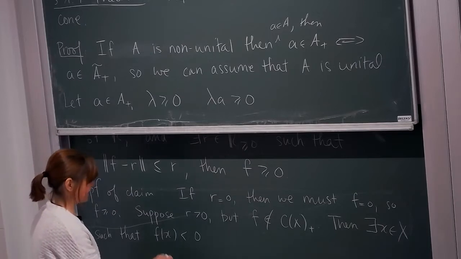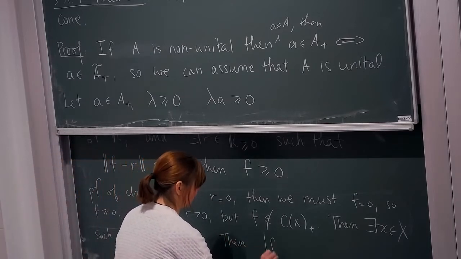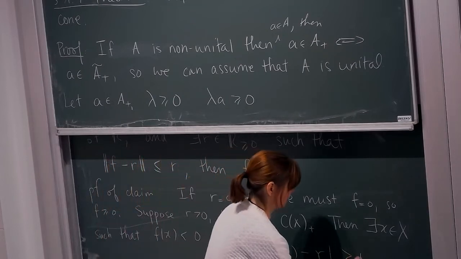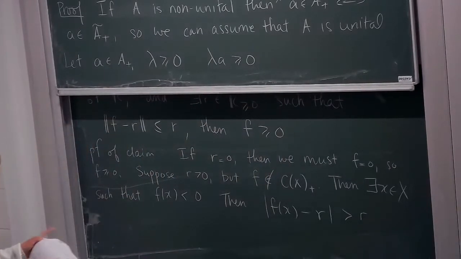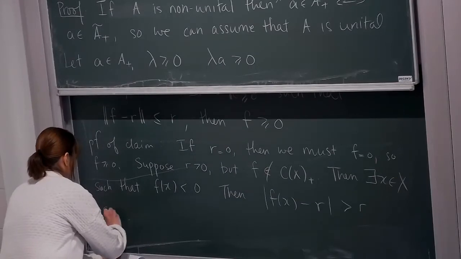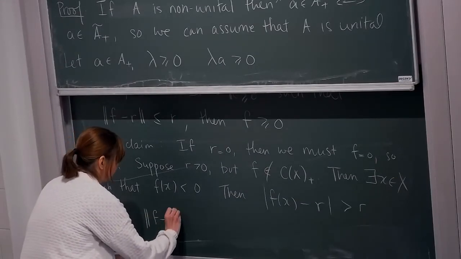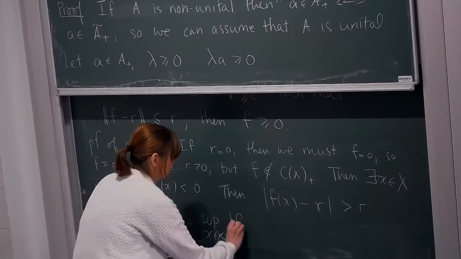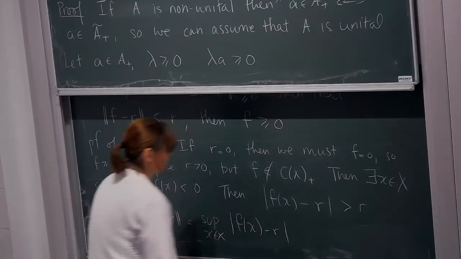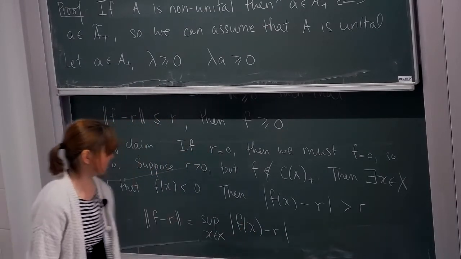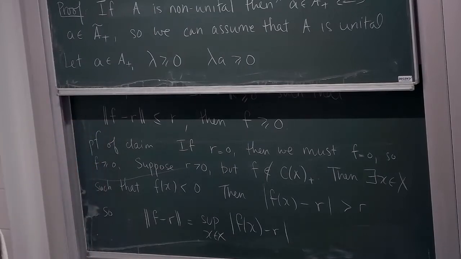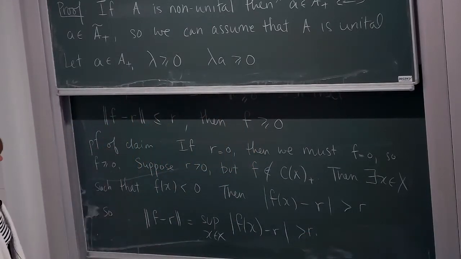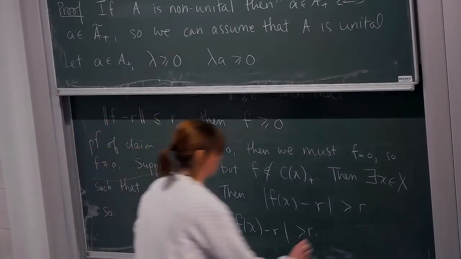Okay, but in this case, at this point, we have f of x minus R. This will now be strictly larger than R, which means that the norm of f minus R, which is the sup of f of x minus R for all x, well, that's then greater than R, which contradicts our assumption and proves the claim.